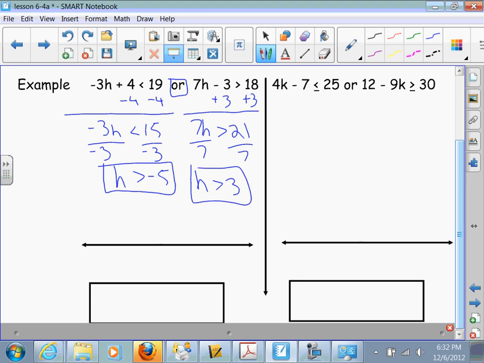All right, now I have to graph both of these. My low number is negative 5, so that goes here. The high number is 3. That goes here. And now graph one at a time. I'm graphing h is greater than negative 5. So that is an open circle and an arrow going to the right. I'm also graphing h is greater than 3. Open circle, arrow going to the right.